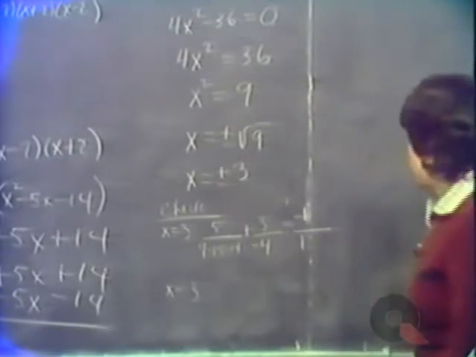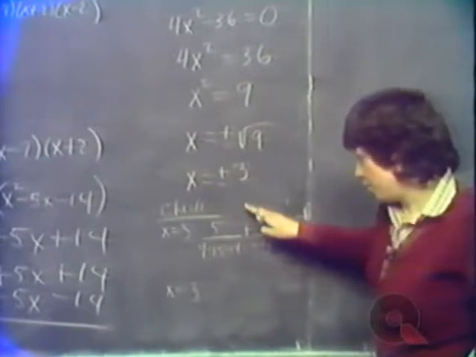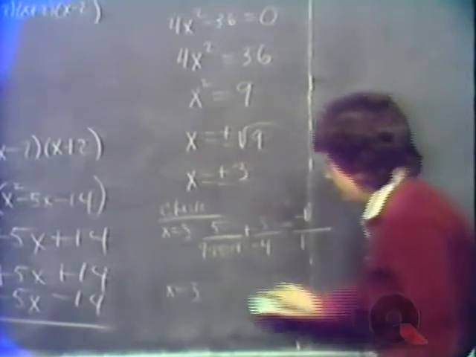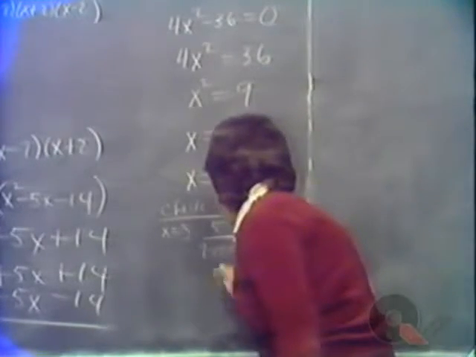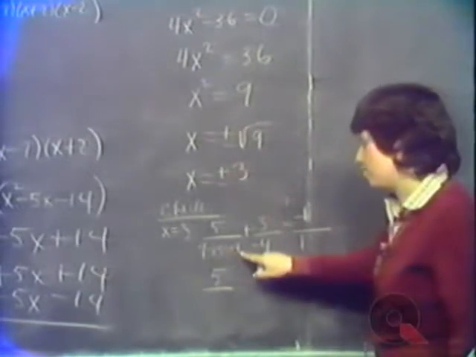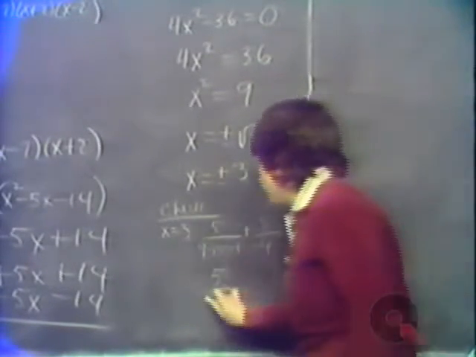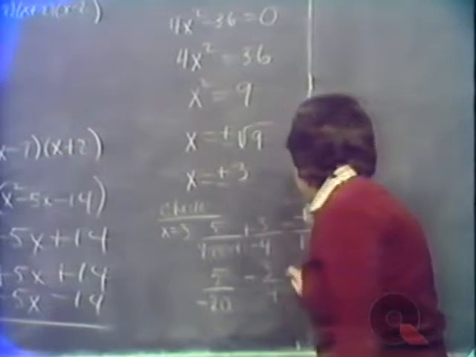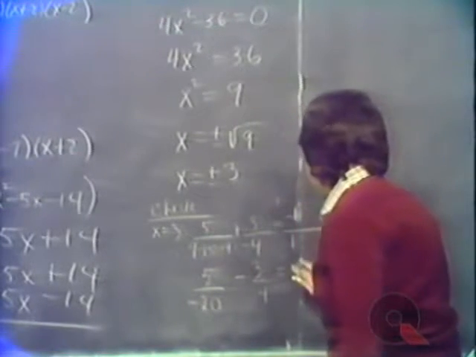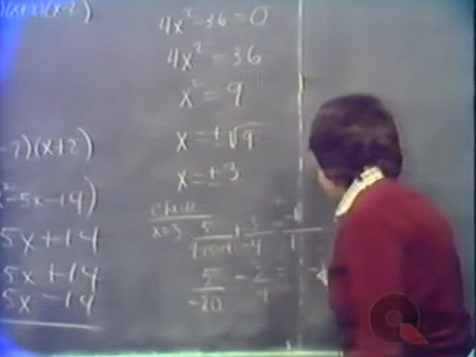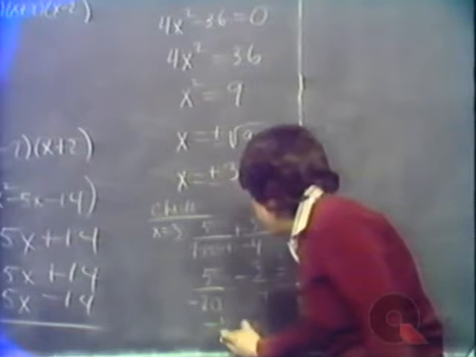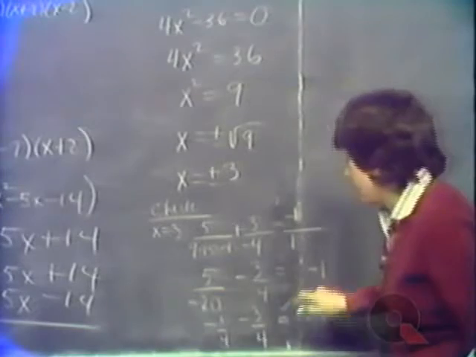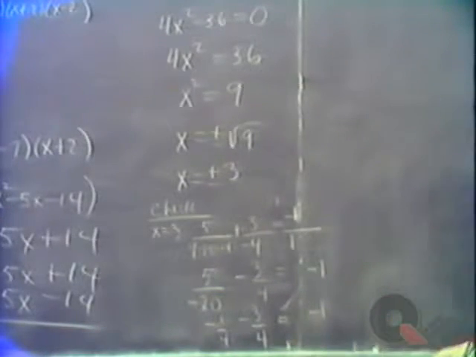And let's see what we get here. We have 5 over, now we have 9 minus 29, so we have minus 20. And here minus 3/4 should be equal to minus 1. This is minus 1/4 minus 3/4, and that of course does equal minus 1. We have minus 4/4, which is minus 1.